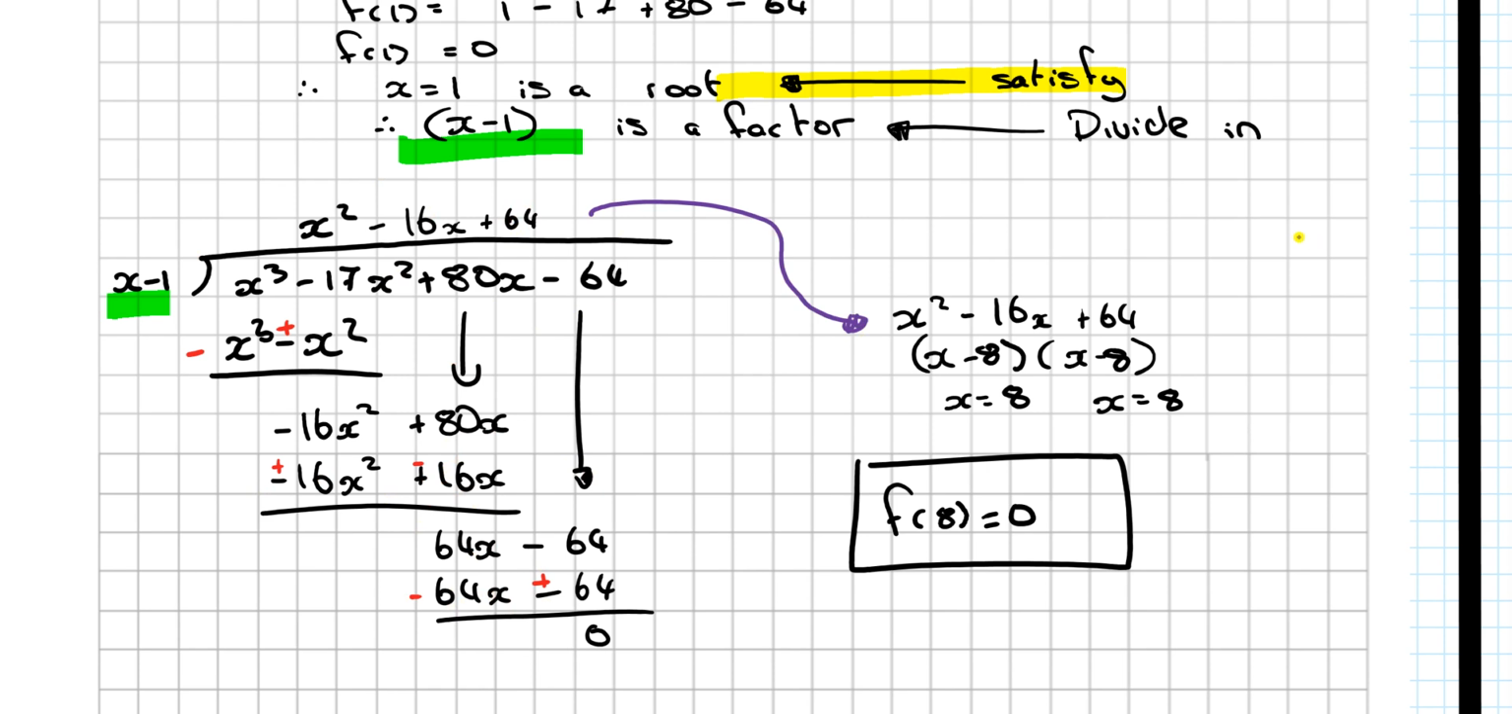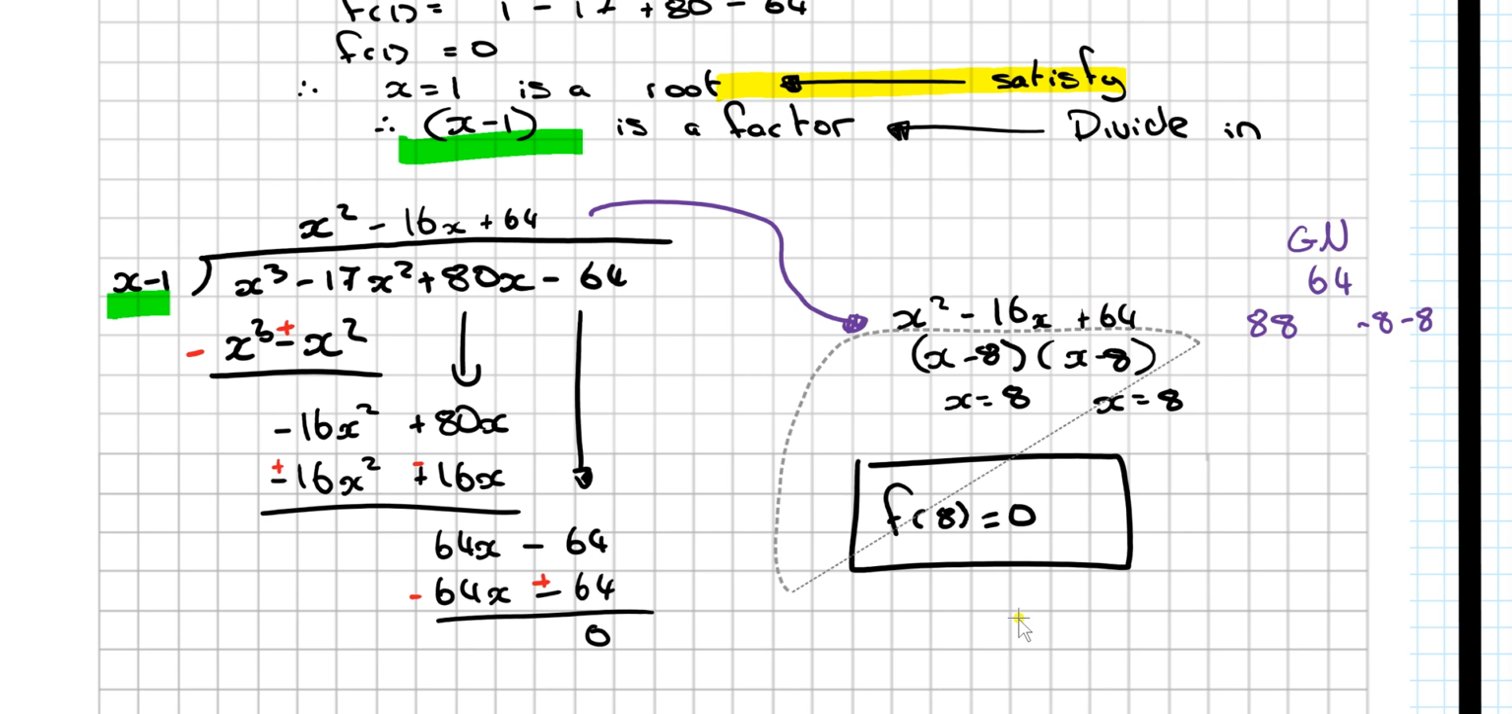I factorize it, I can use the guide number. The guide number is A by C, so it's 1 by 64, so it's just 64. I'm looking for the factors of 64 that add up to minus 16. So I'm getting, it's either 8 and 8, but 8 and 8 gives me plus 16. So let's try minus 8 and minus 8.